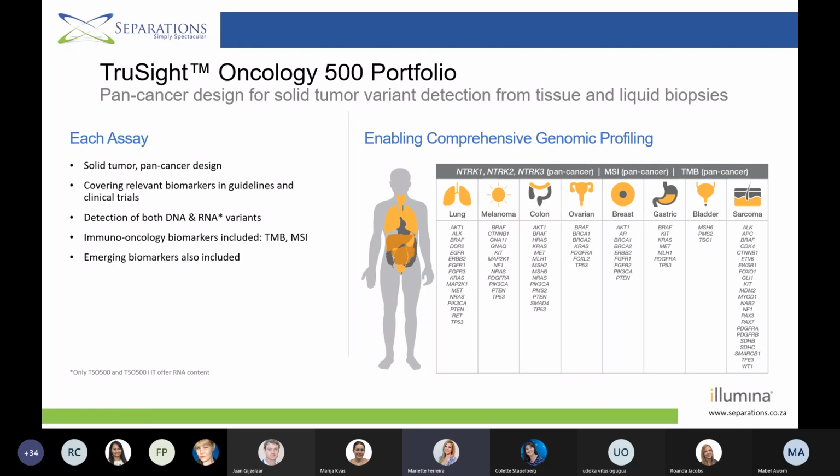We can detect both DNA and RNA variants, except the RNA is not detectable in the ctDNA applications. And then we also look at immuno-oncology biomarkers, including your tumor mutation burden and microsatellite instability markers. And there are also emerging biomarkers that have been included in these tests.